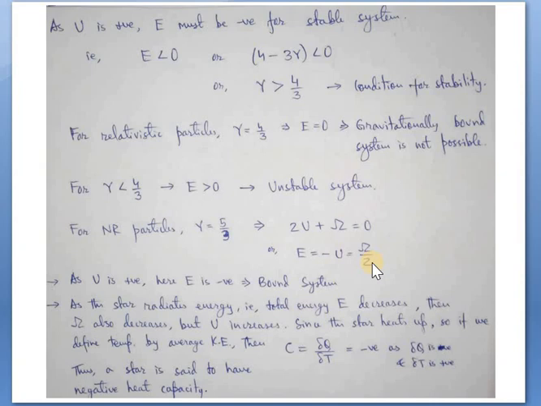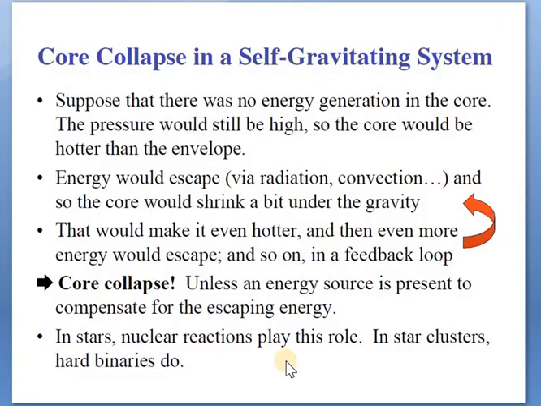Since the star heats up, if we define temperature by average kinetic energy, then we can define the specific heat like this. Now here you see, since delta T is positive and delta Q is negative, C is negative, and as a result we can say that the star is said to have negative heat capacity. Okay, so any questions?